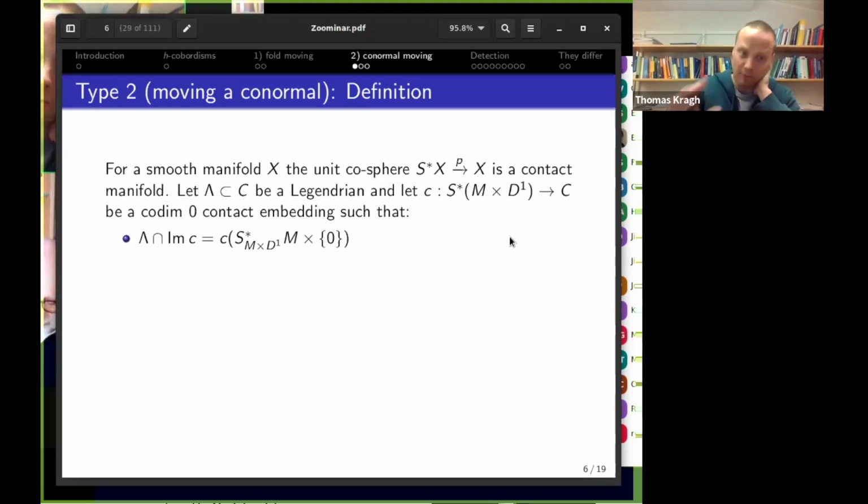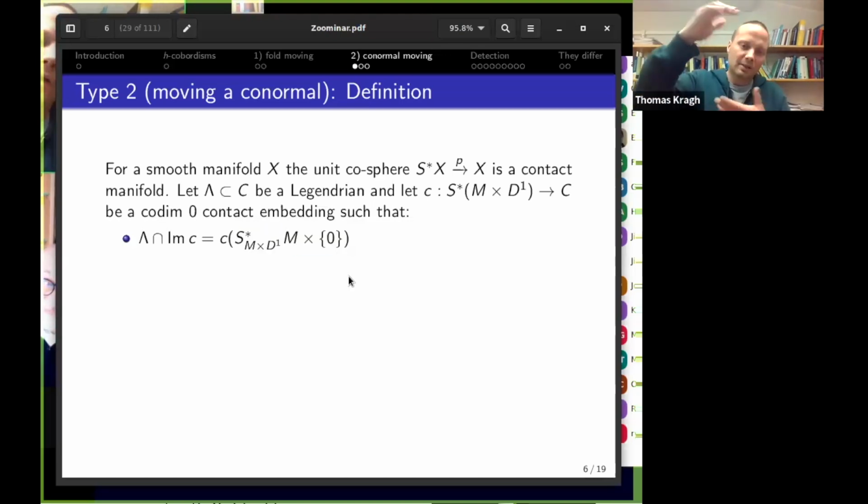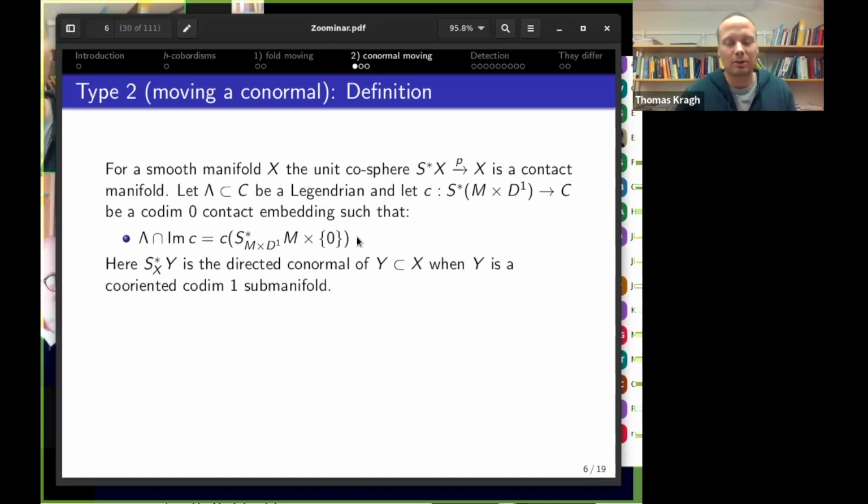And we want this to be with respect to the Legendrian inside C, such that if we take the Legendrian and intersect with the image of C, then we get exactly the conormal of M cross 0 and the unit conormal. By that I mean the normal to M and then intersected with the sphere. So that's a Legendrian in here. So we want lambda to coincide with that Legendrian, except I want one more thing. I want it to be the directed conormal.